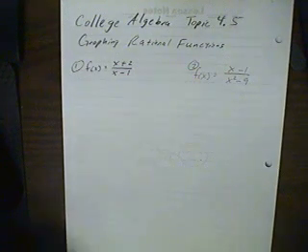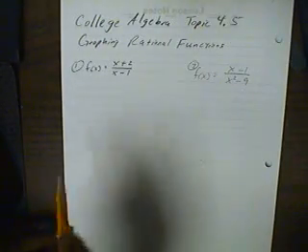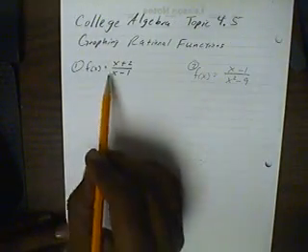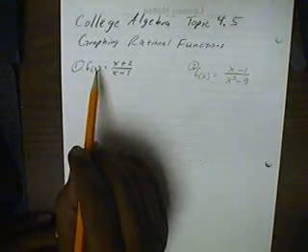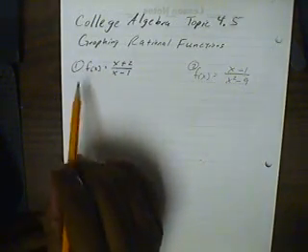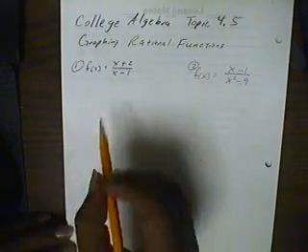College Algebra, Topic 4.5, Graphing Rational Functions. There are four parts that we'll need to be able to find for a rational function in order to graph it. The first two parts are the x and y-intercepts. The third part is the vertical asymptote, and then fourthly, all the other asymptotes.